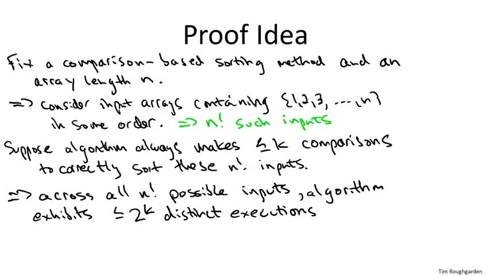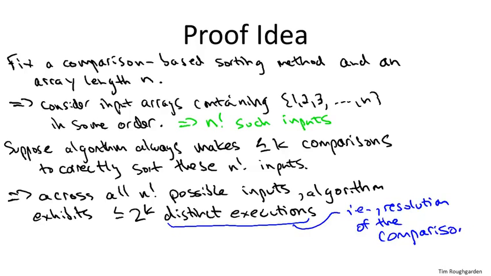It makes comparison number 1, then comparison number 2, then comparison number 3, then comparison number 4, then comparison number 5. And it gets back a 0, then a 1, then a 1, then a 0. Maybe on some other input it gets back a 1, then a 1, then a 0, then a 0, and so on. The point is, for each of these n factorial inputs, it makes at most k comparisons. We can associate that with a k-bit string. And because there's only k bits, we're only going to see 2 to the k different k-bit strings, 2 to the k different ways that a sequence of comparisons resolves.